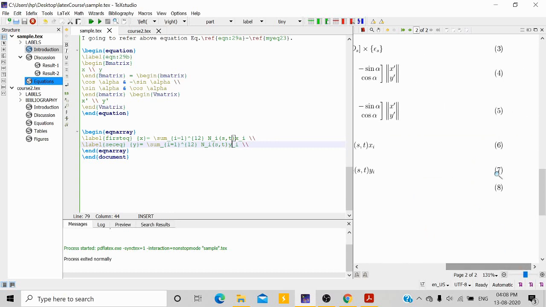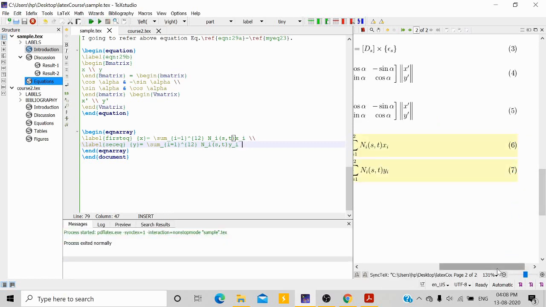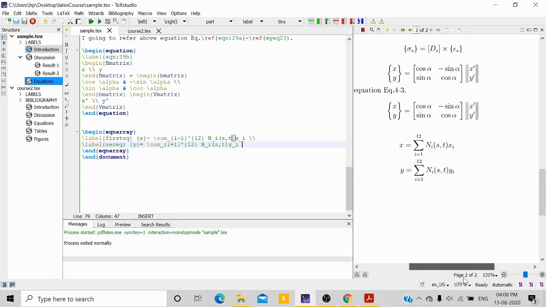See, another equation has come as 8 also. It should be 6 and 7 because there was a next line here. Okay, so I don't have to put that. I have to remove this. So 6 and 7, I got two equations. X is equal to summation of ni xi and y is equal to summation of ni yi.